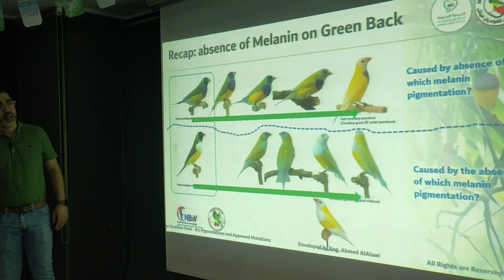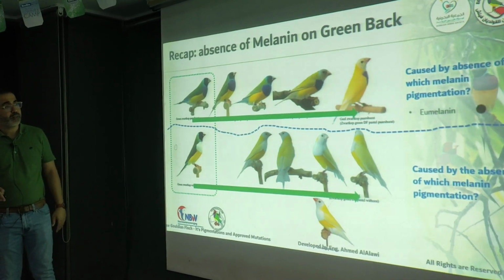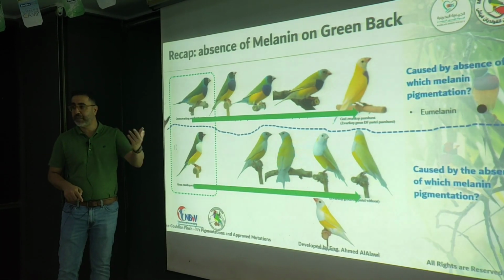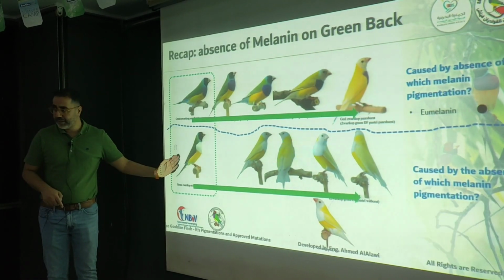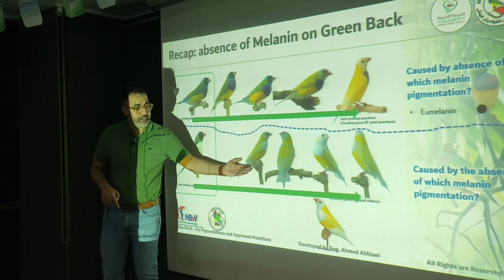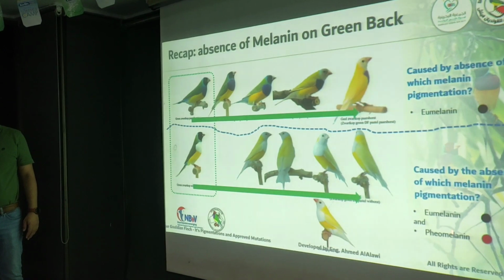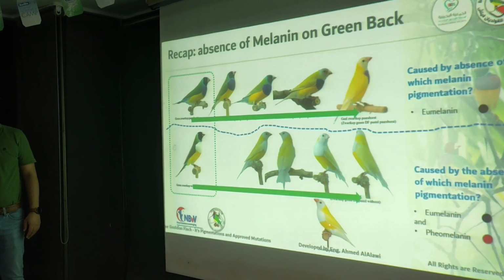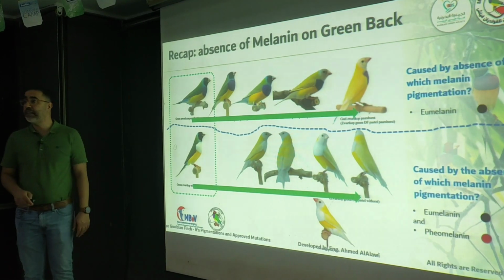So the question is, caused by the absence of which melanin pigmentation? Eumelanin. Okay? What happened here? Why is this bird having a white breast? What's missing? Pheomelanin. So all of this becomes white. What else is missing that caused this bird to look pastel green? Eumelanin and pheomelanin. Very good, excellent. Eumelanin and pheomelanin both went missing. This is why the bird has evolved to be pastel and even Eno.